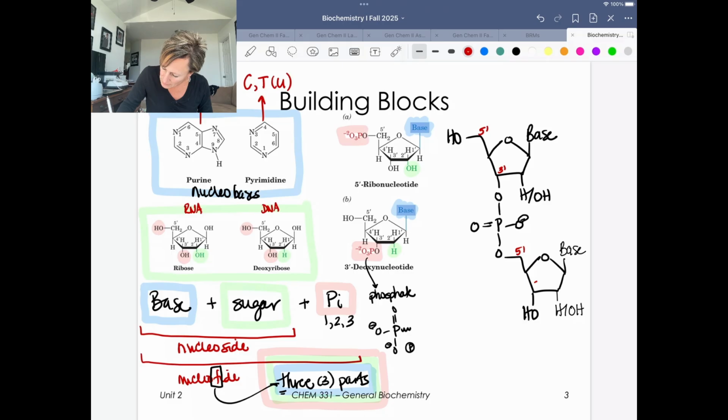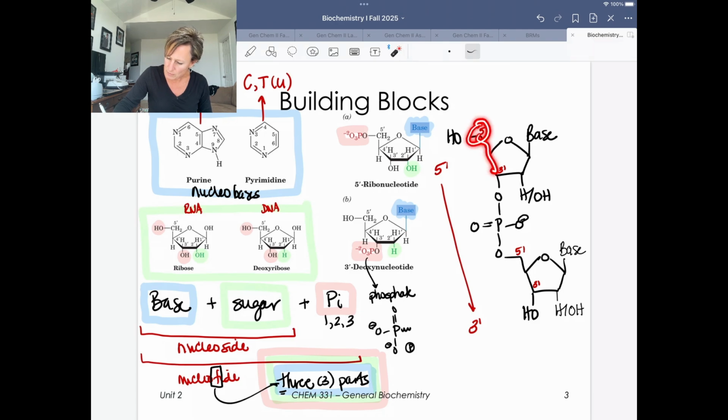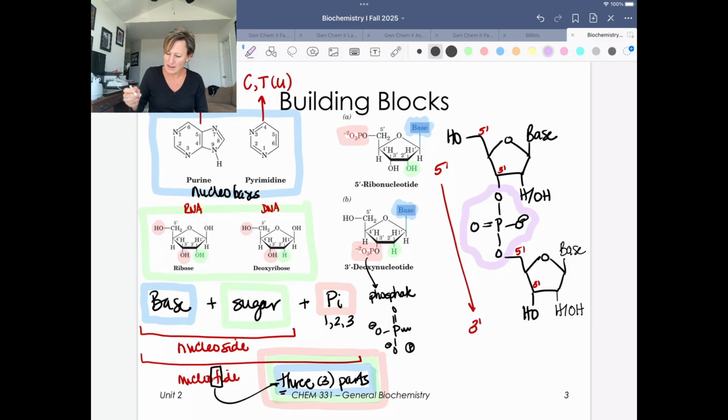5' carbon, 3' carbon. So when we refer to the directionality of nucleic acids, we always say that they run 5' to 3'. That's because here's the 5' carbon running to the 3', connected to the 5' of the next 3'. Again, this linkage, I'm going to highlight here in purple. This here is my phosphodiester bond.